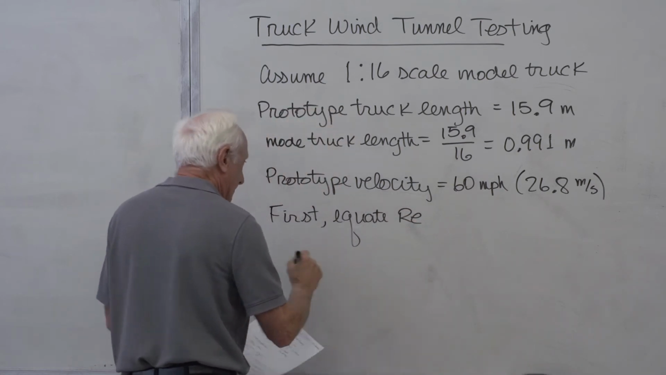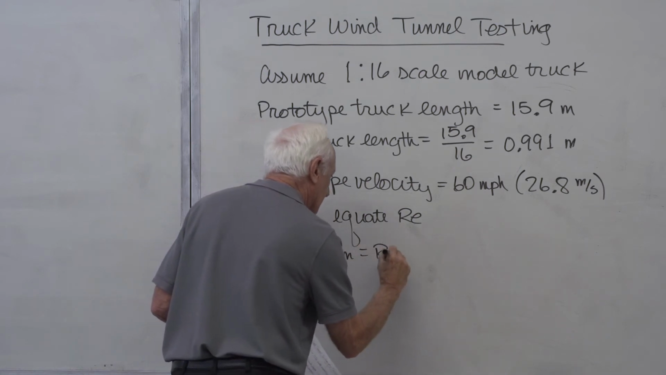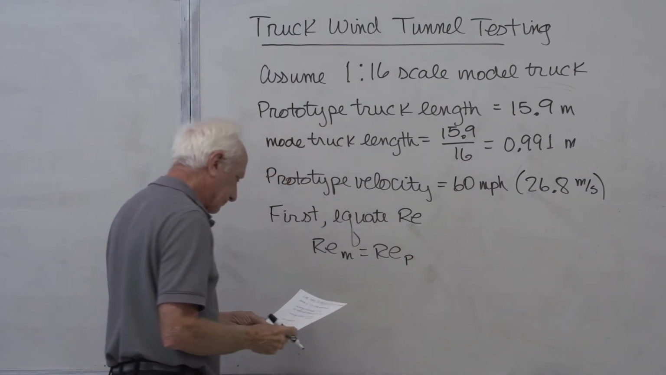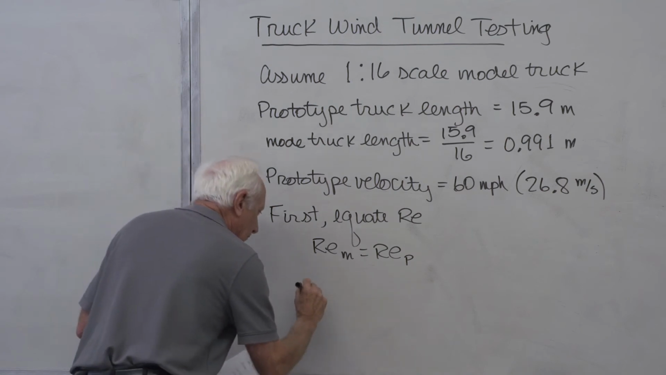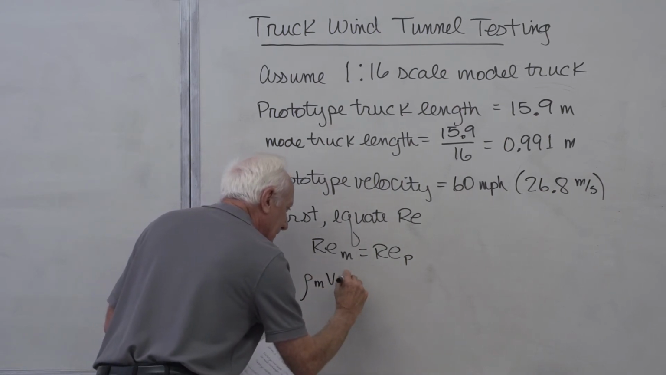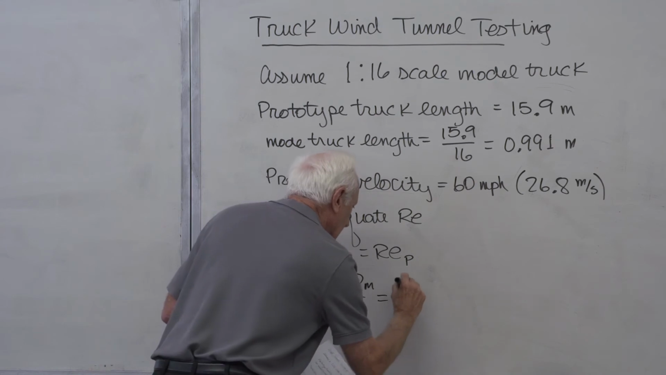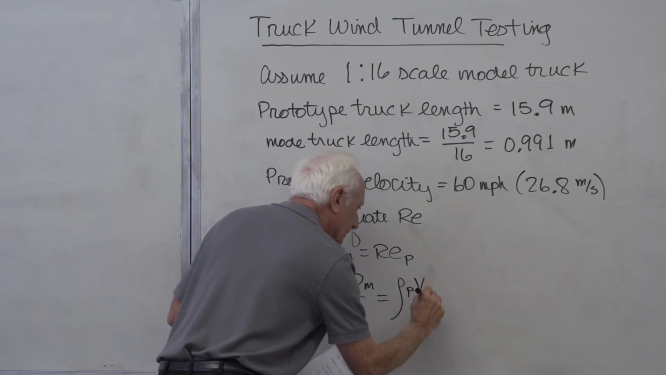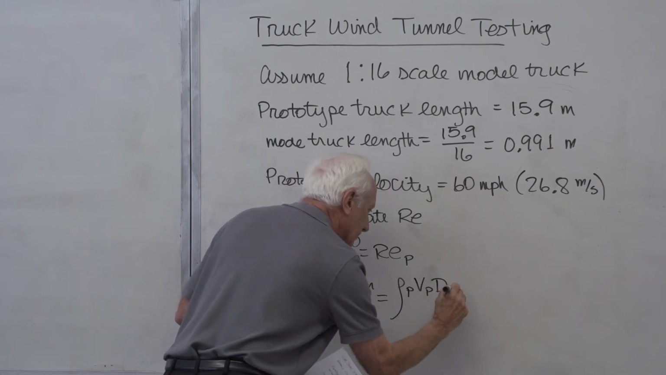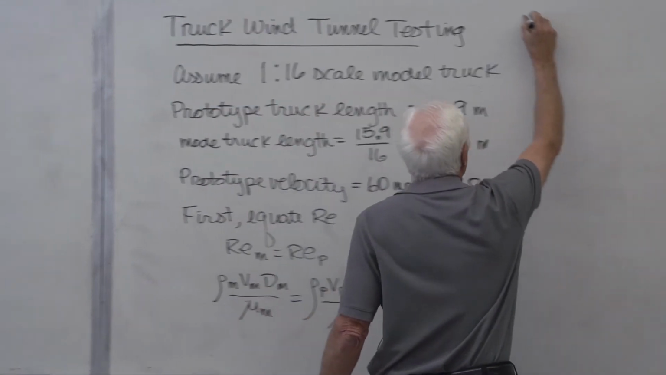All right, so we have Reynolds number of the model equal Reynolds number of the prototype. Rho model, V model, D model over mu of the model equals rho prototype, V prototype, D prototype divided by mu prototype.